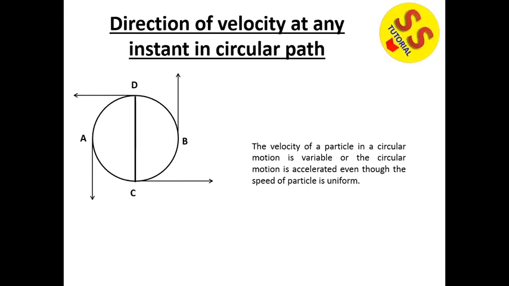That's why at every instant in circular motion, the velocity of the particle is different, because its magnitude is the same, but it changes direction. That's why the velocity is variable. Due to variable velocity, uniform circular motion is called accelerated motion.